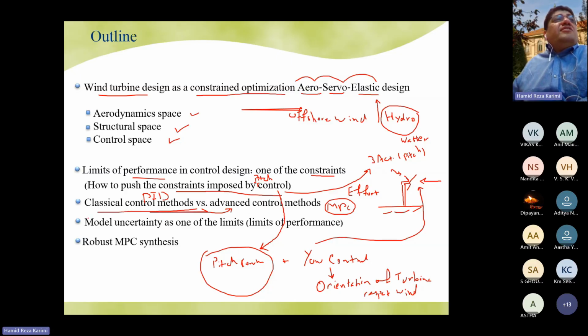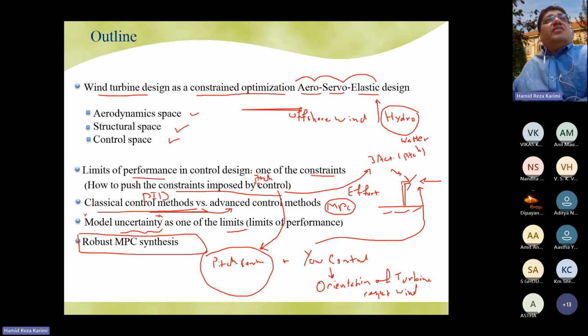Another challenge is the model uncertainty. The model has a lot of uncertainty, and it can bring some limitation in the performance. This is the reason that robust MPC becomes an important topic. Because of the modeling uncertainty and the limitation on performance, you need to put in the constraint, because the constraint, as we discussed today, is one of the challenges we have in the control.